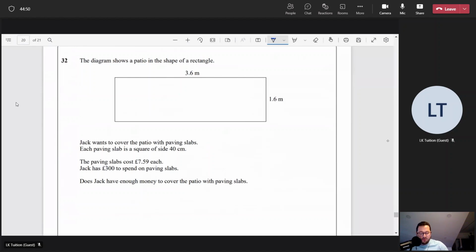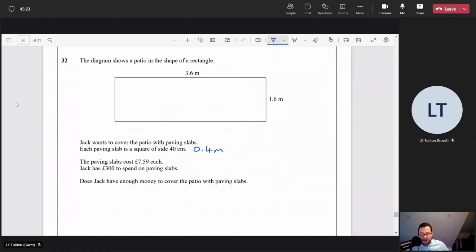Okay, question 32. The diagram shows a patio in the shape of a rectangle. So it's 3.6 meters long and 1.6 meters high. And Jack wants to cover the patio with paving slabs. Each paving slab is a square of side 40 centimeters. Well, we're dealing with meters here, so let's just quickly write that 40 centimeters is 0.4 meters. The paving slabs cost £7.59 each, and Jack has £300 to spend on paving slabs. Does he have enough money to cover the patio with paving slabs?